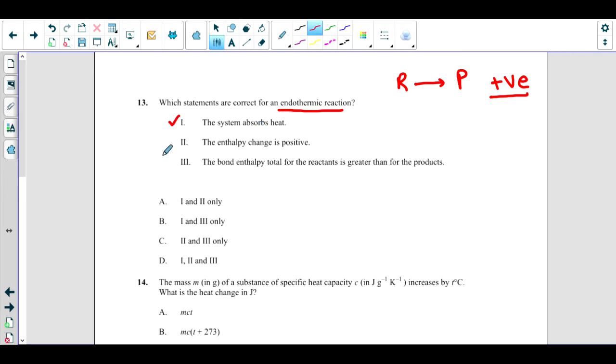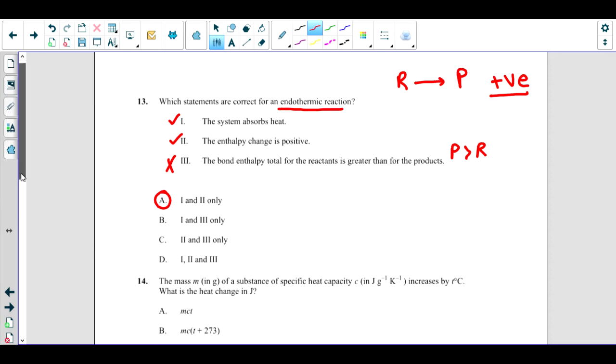Yes, this is true because it takes heat. The enthalpy is positive. Yes, this is also true. The total bond enthalpy for the reactants is greater than for the products. No, this is false. Why? Because they absorb heat, so products have more heat. So when you sum it, products will always be more. So the correct answer is what? 1 and 2.